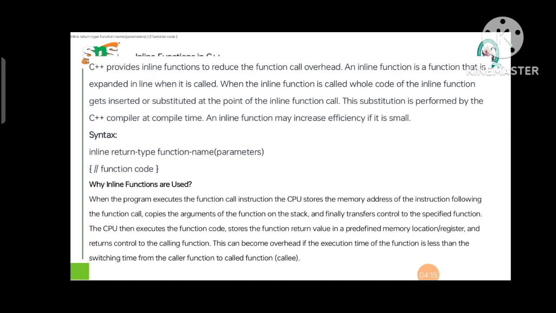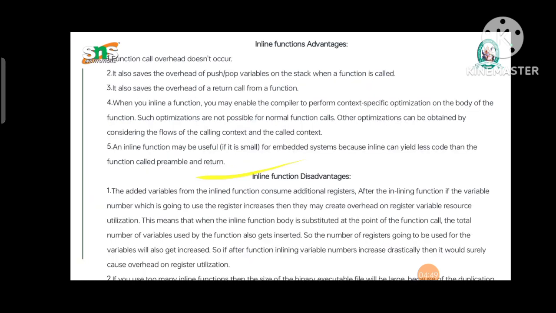Why are inline functions used? When the program executes the function call instruction, the CPU stores the memory address of the instruction following the function call, copies the arguments of the function onto the stack, and finally transfers control to the specified function. The CPU then executes the function code, stores the function's return value in a predefined memory location or a register, and returns control to the calling function. This can become an overhead if the execution time of the function is short compared to the time spent switching from the caller function to the called function.